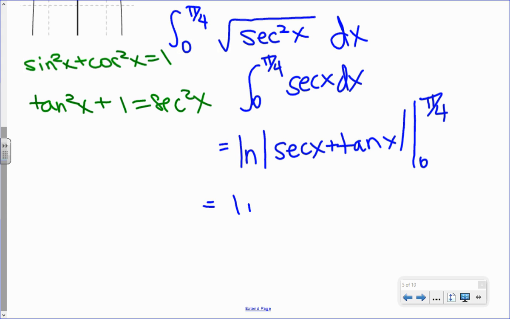So we have the natural log of radical 2 plus 1 minus the natural log of 1, which we'd have to approximate with our calculator anyway. Okay, some of these are going to work out very nice to do by hand. Some of them are not. Will we need to know that? No, you will not. It would be something that you would be able to look up.